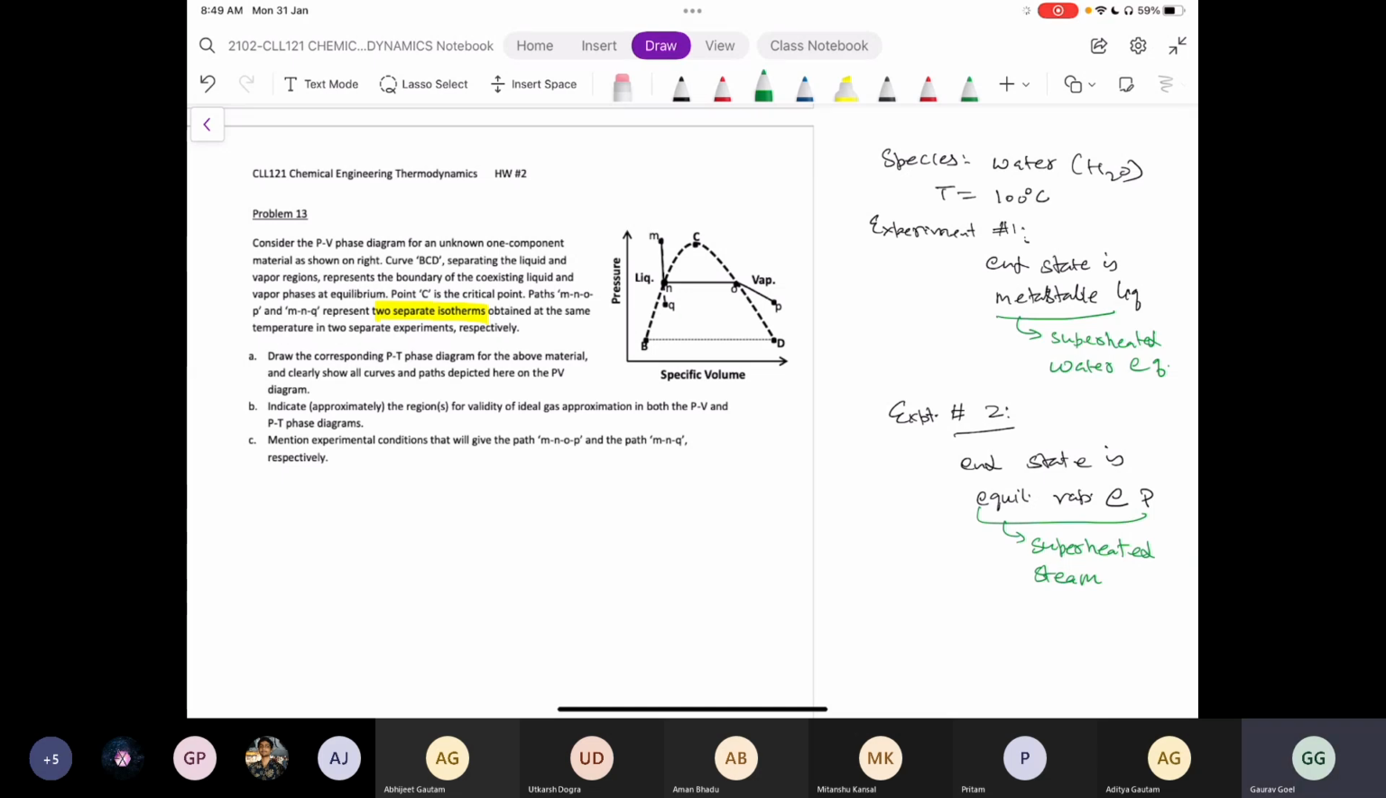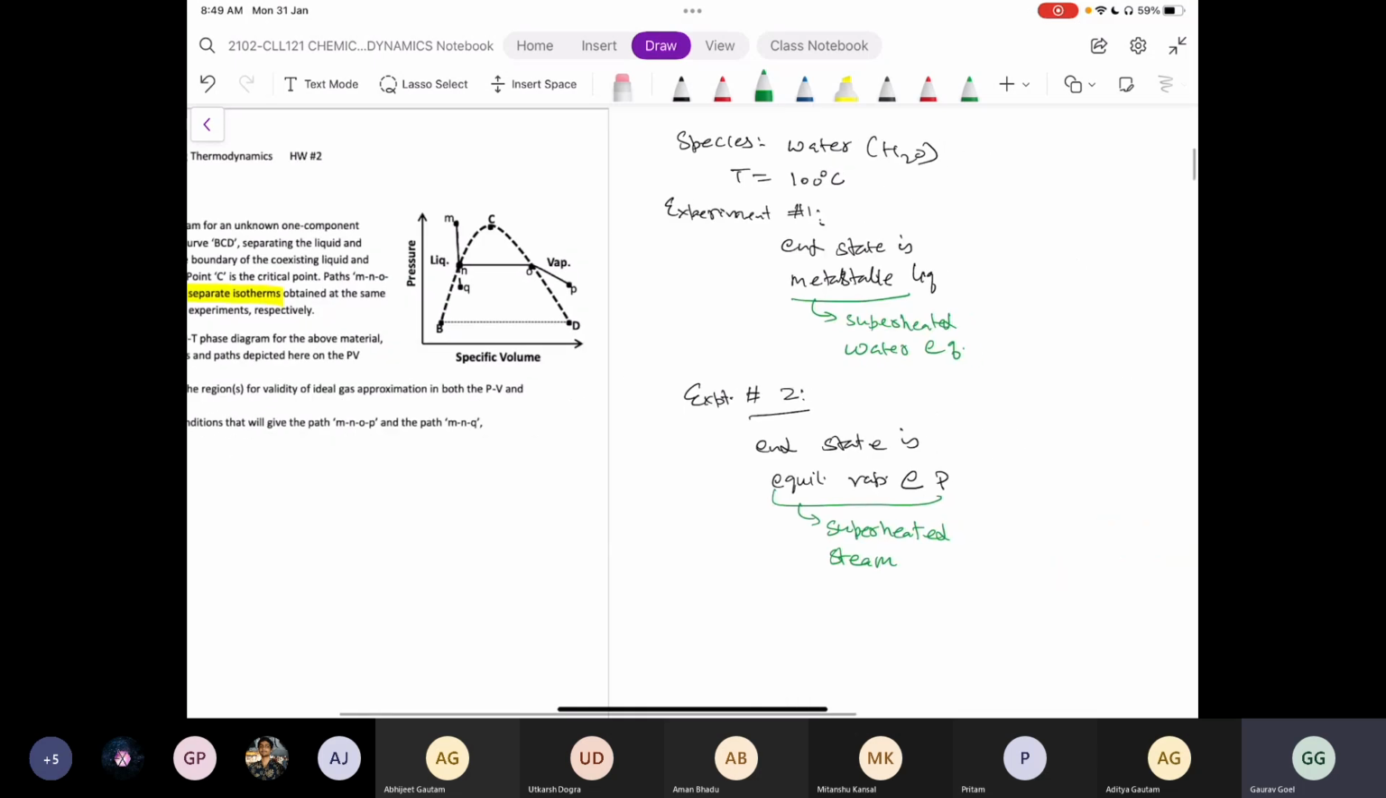In experiment number 1, you are ending with a metastable liquid, and the reason the endpoint is different is because in experiment number 1, for whatever reason, that nucleation event did not happen. So the free energy barrier required to surmount so that we can go from liquid to vapor state was not surmounted, and therefore I stayed in a liquid state. But I clearly know that is not an equilibrium state. Therefore, I am calling that state a metastable state. So something which is not equilibrium, but still can be observed.